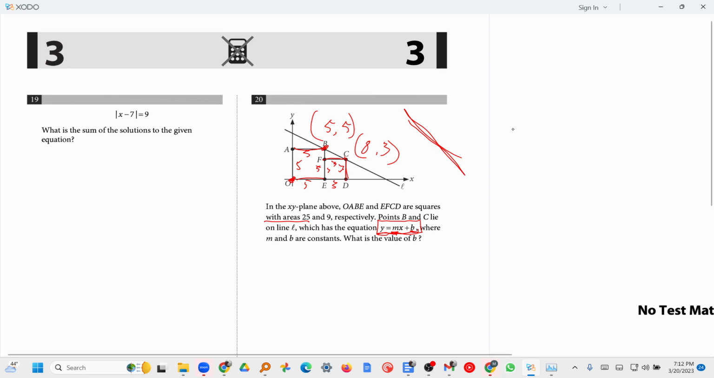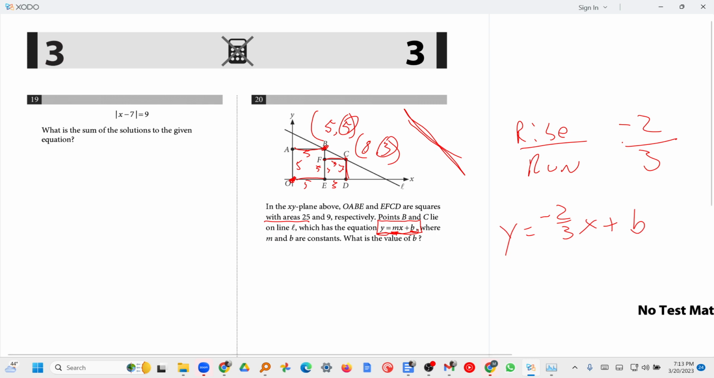So the slope is going to be rise over run, or the change in y over the change in x. When I went from 5 to 3, I went -2 rise. And when I went from 5 to 8, I went +3 run. So y equals -2/3 x plus b. And now, in order to figure out b, I can just take either 5, 5 or 8, 3 and plug those x and y's in. I'll just do 5, 5 because it seems easier. So instead of y, I put 5 equals -2/3 times 5 plus b.